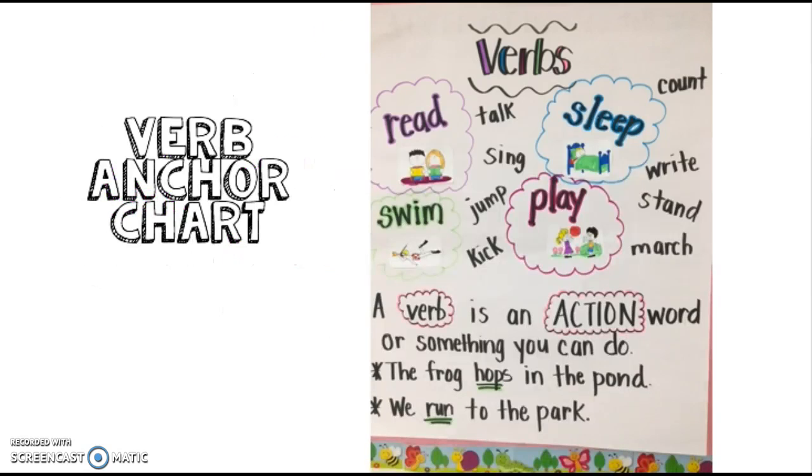I guess I should have mentioned too that when we first begin talking about verbs, we do pantomiming, or Simon Says, and that's a great activation strategy as well. So, clap your hands, put your hands on your head, stand up, sit down, stomp your feet, turn around in a circle. Having them act out verbs is also very helpful.